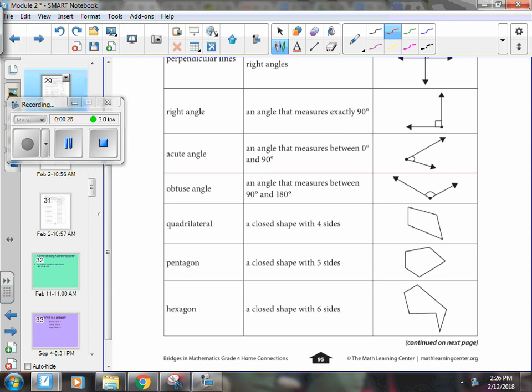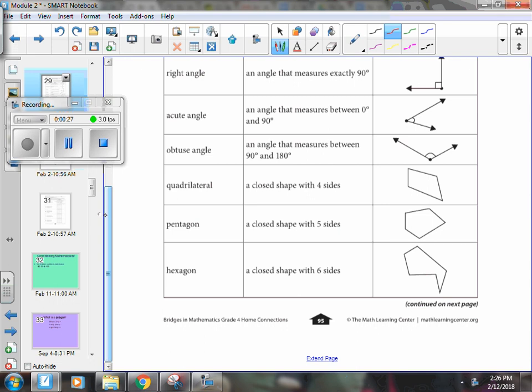Acute, less than 90 degrees. Obtuse, more than 90 degrees, but less than a straight angle. Quadrilateral, let's meet at the quad. 4 buildings. Quadricep, 4 muscles. Quadruplets, 4 babies. Pentagon, 5 sides. And a hexagon, I always remember that a hexagon has an X in it, just like the number 6 has an X in it. So it has 6 sides.